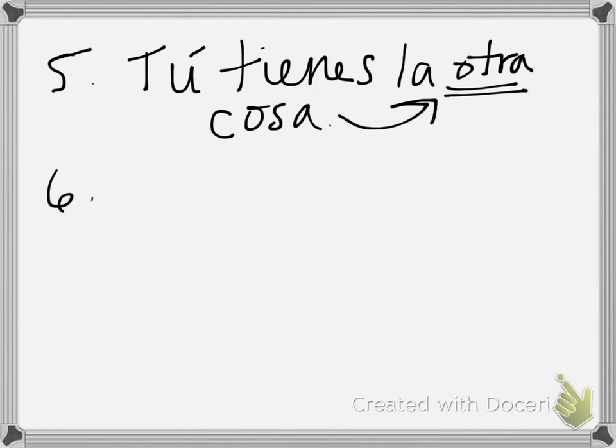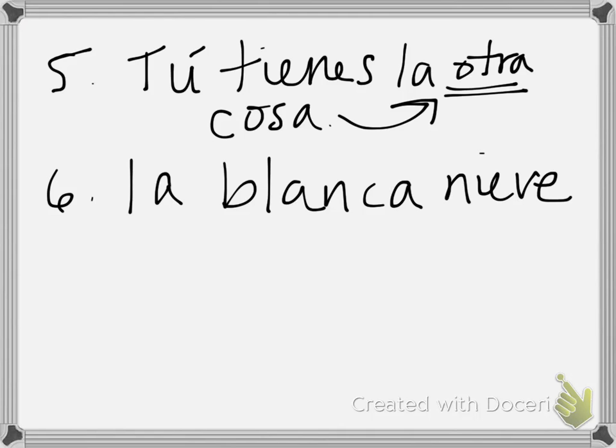Then our last example here is for permanent characteristics. So we have nieve, which is snow. La blanca nieve, which is white snow. Okay, snow is normally white. I know it can get a little dirty sometimes, especially in the Chicago weather. However, because snow is a permanent characteristic of, or it being white is a permanent characteristic of snow, this one actually comes before. So if, for example, you are driving and you're talking about the snow being brown because it is dirty right now, you would put that adjective after, but because snow is normally white, it comes before.